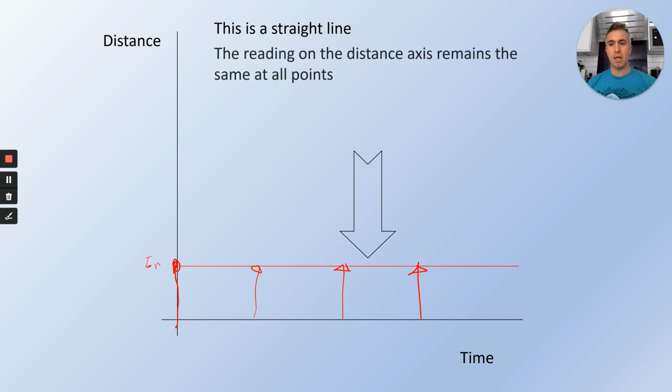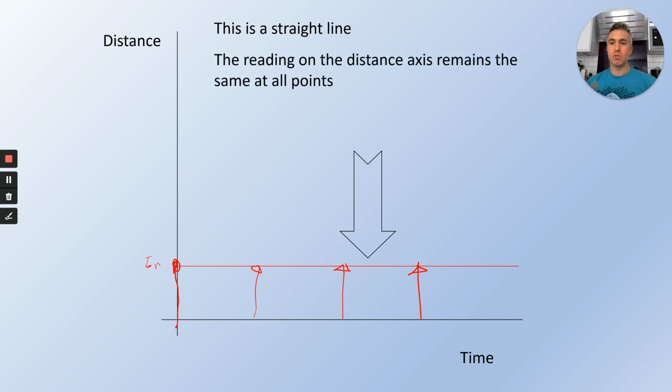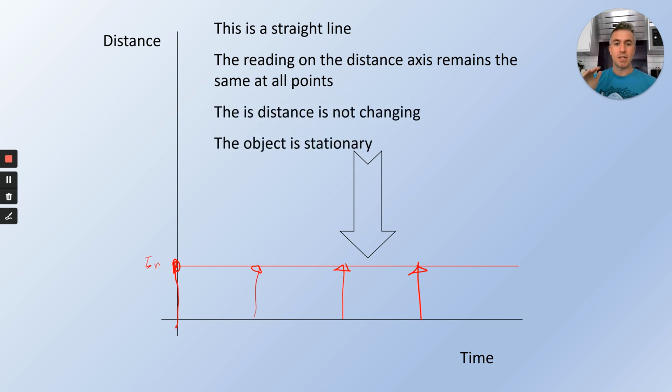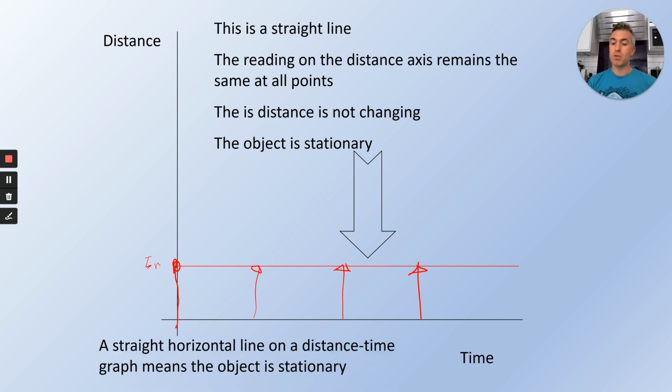So what does that mean? A straight horizontal line means this is not changing. This is a stationary object. On a distance time graph, a horizontal line means that the object is stationary. At 0 seconds it is 5 meters. At this time it's 5 meters. At this time it's 5 meters. All throughout time, this object is still at 5 meters, which means it's classed as stationary. Write that down. Add it to your graph.